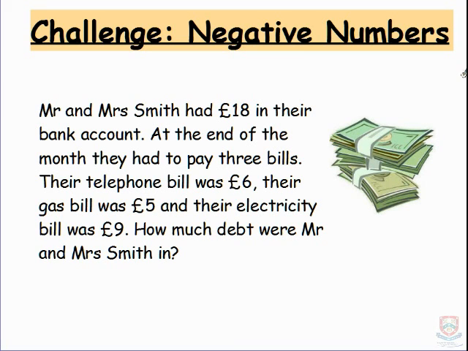Okay, let's see how well you understood this. Our challenge for this lesson is as follows. Mr. and Mrs. Smith had £18 in their bank account. At the end of the month, they will have to pay 3 bills. Their telephone bill was £6, their gas bill was £5, and their electricity bill was £9. How much debt were Mr. and Mrs. Smith in? Bear in mind that a debt is like adding a negative number onto their balance.